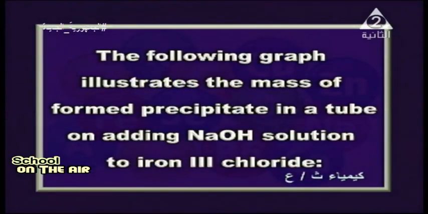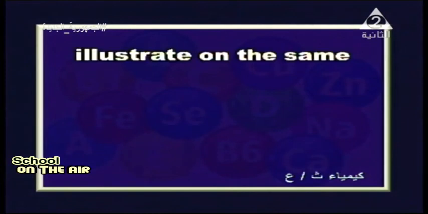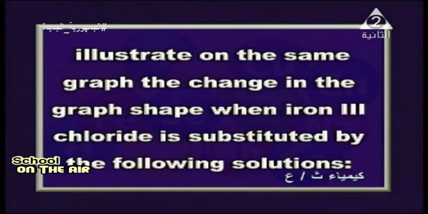Next type of question, which is graph question. The following graph illustrates the mass of formed precipitate in a tube on adding sodium hydroxide solution to iron 3 chloride. As shown in the graph, the mass of the precipitate is formed at certain concentration. Illustrate on the same graph the change in the graph shape when iron 3 chloride is substituted by the following solution.